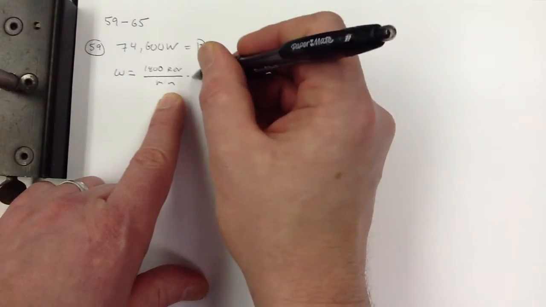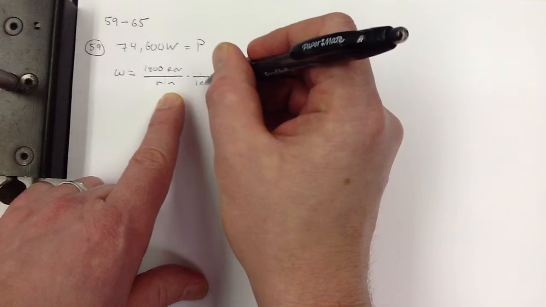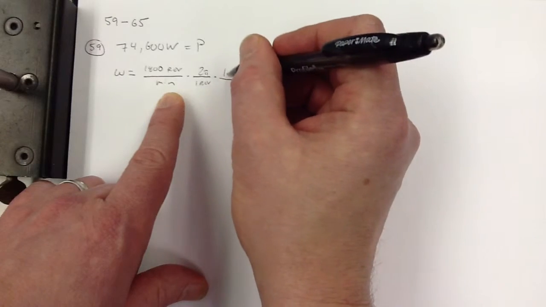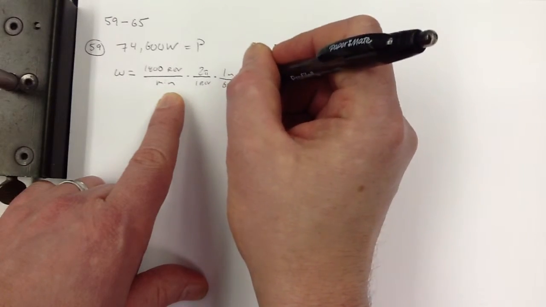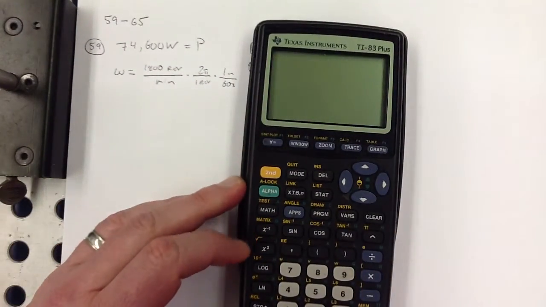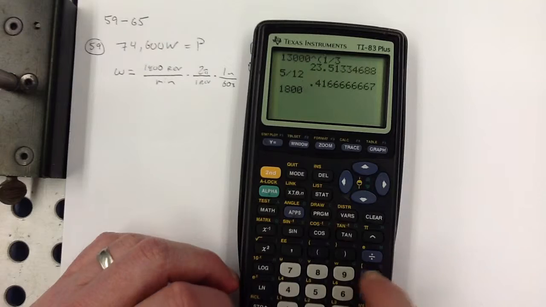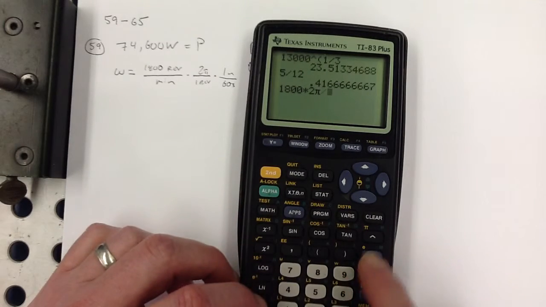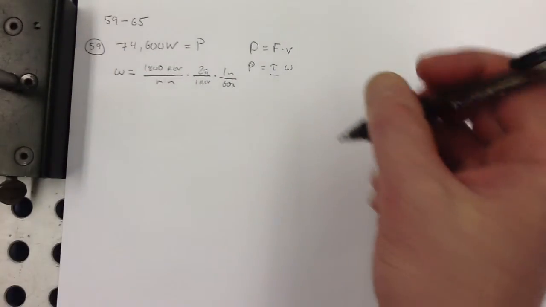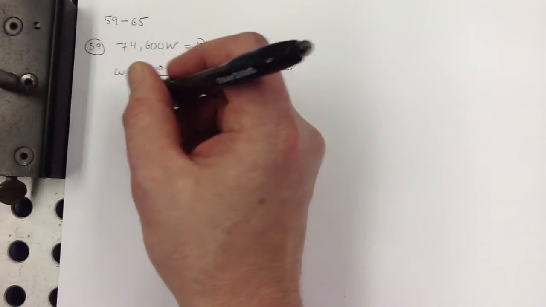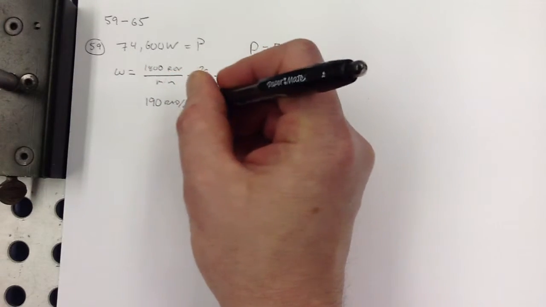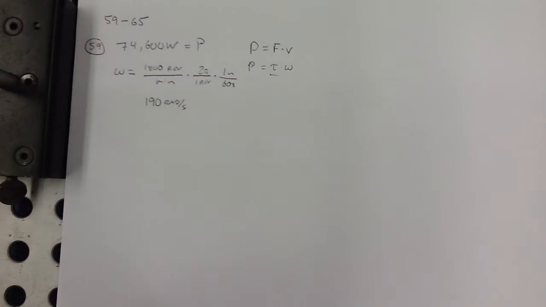So let's see, 1 revolution is 2 pi radians, and 1 minute is 60 seconds. So I need to multiply by 2 pi, divide by 60. That gives me about 190 radians per second. That's my angular velocity.